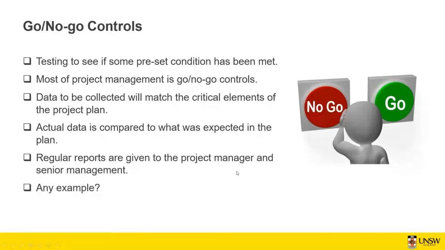The other thing is go, no-go control. It tests to see if some preset condition has been met or not. For example, after 3 months or after each milestone, you do some earned value analysis and see how the project performance is going. You see if the rest of the project is feasible to do based on the money and time you've spent, if you're over budget, and if you've achieved the things that are part of the scope, and based on that you decide what would be the next stage of the project.